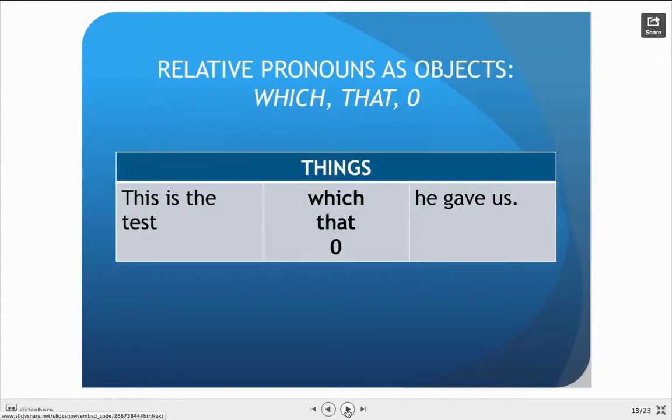Okay, same thing happens where the object is a thing. This is the test which he gave us. This is the test that he gave us. This is the test he gave us. All these are correct and mean the same thing.